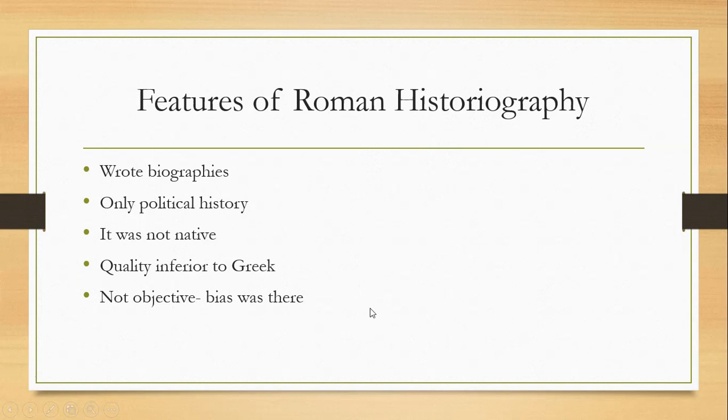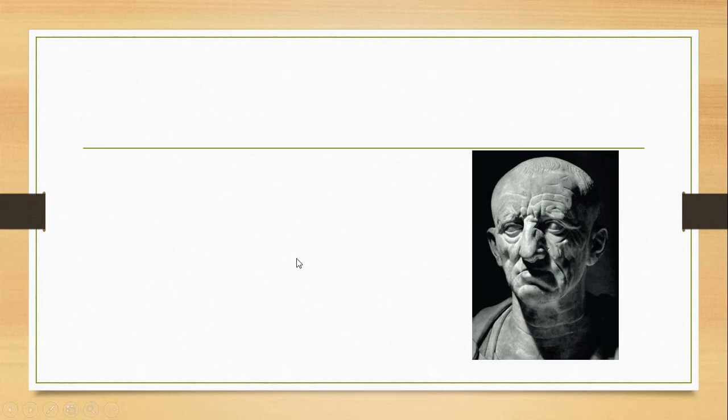And also, when Roman historians wrote about Rome, it was not objective. They mostly wrote about rulers. They praised the authorities. They praised the court life. So it was not objective. Bias was there. The entire thing was about generals, administrators, and emperors. Nothing else was more important for them.